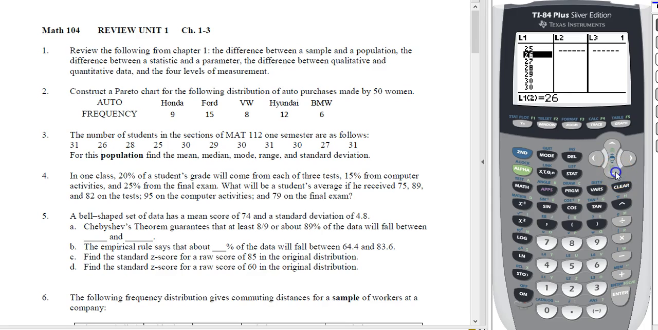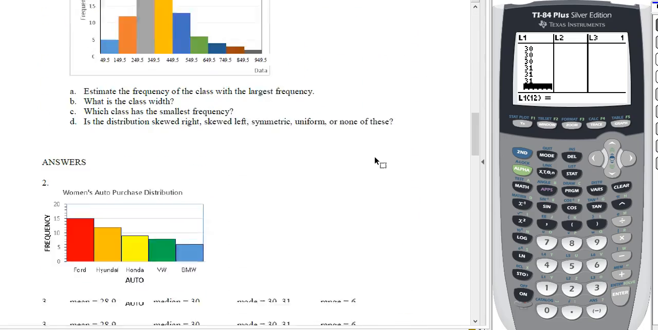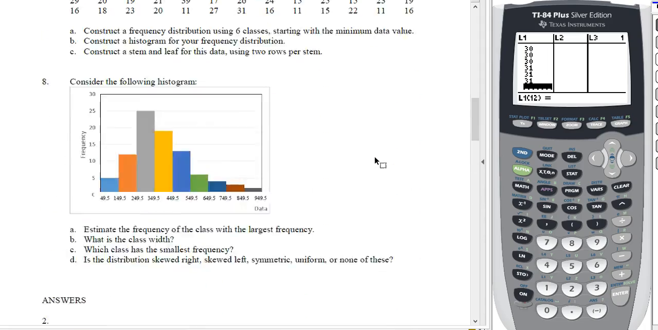Now we can see where there's repetition, so we can find the mode, the value or values that is or are repeated the most. You can see there's 3 30s, and 3 31s. So there are 2 modes, 30 and 31. And again, the answers are all at the bottom of this document, so you can double check and practice as you go.